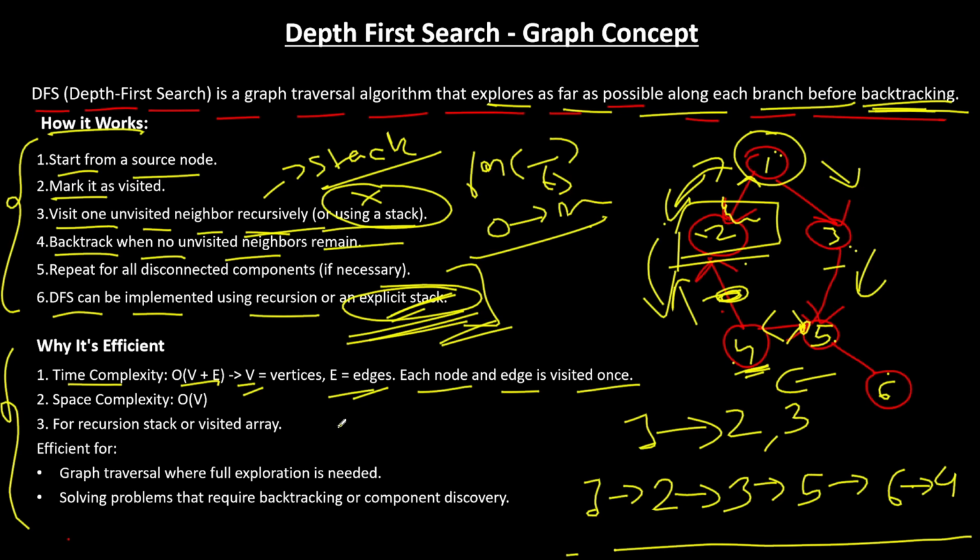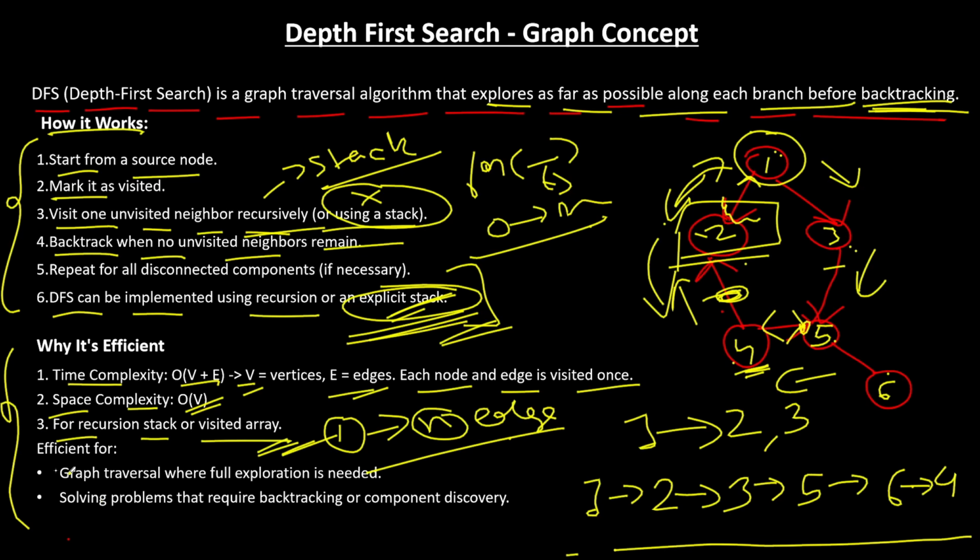For each vertex, you might go through a number of edges, right? And the space complexity is O of V, because we store the number of vertices in the array. We don't store the edges; that is not possible. It is for the recursion stack or visited array. And it is efficient for graph traversals where full exploration is needed, as you can see we needed in this case, and for solving problems that require backtracking or component discoveries. The component discoveries, I will get a question ahead, then we'll look at it.